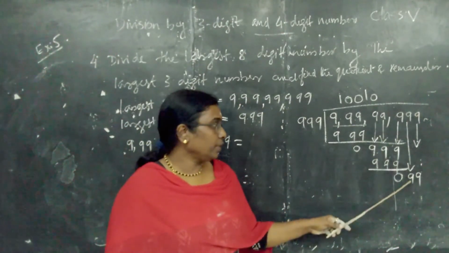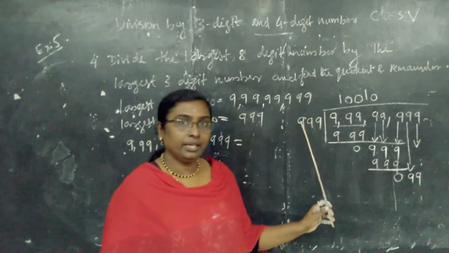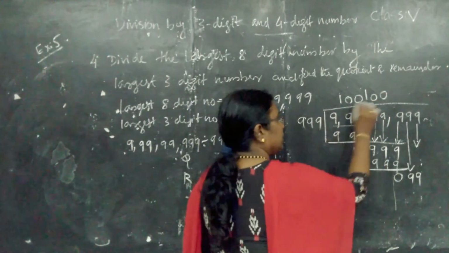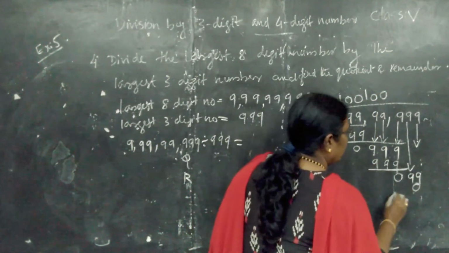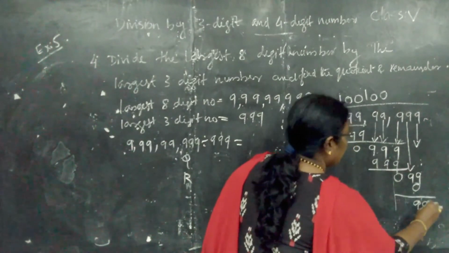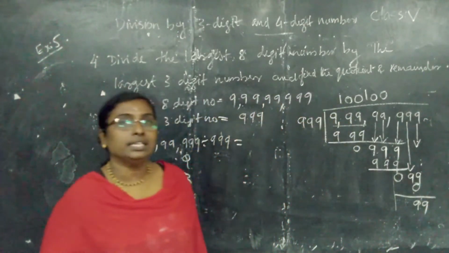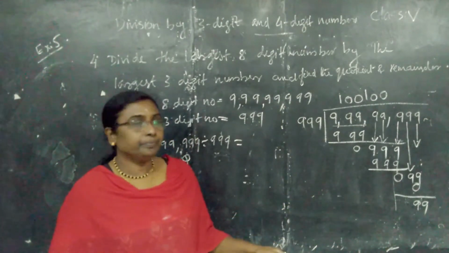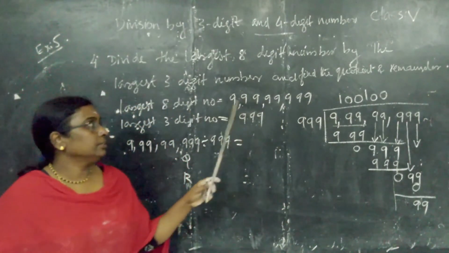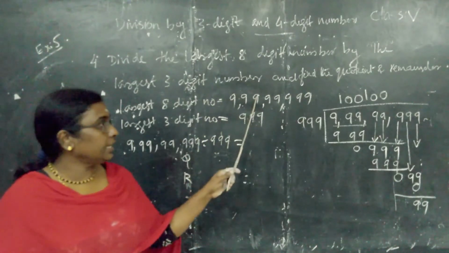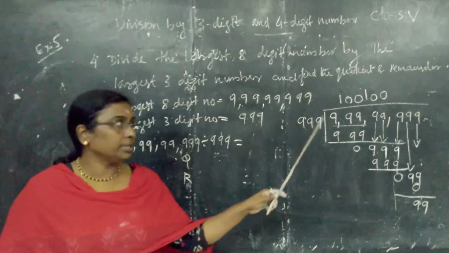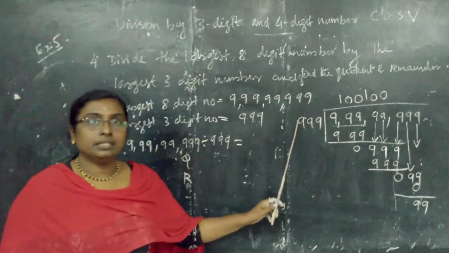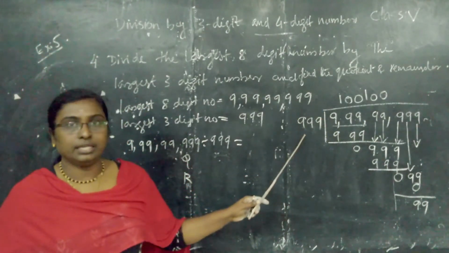Here also we cannot divide 99 by this one. So we put a 0 here and multiply this number with this one. So take 0 here and the remainder is 99. Okay. Once again, we have to divide the largest 8-digit number by the largest 3-digit number. This is the largest 8-digit number, and the divisor is the largest 3-digit number.